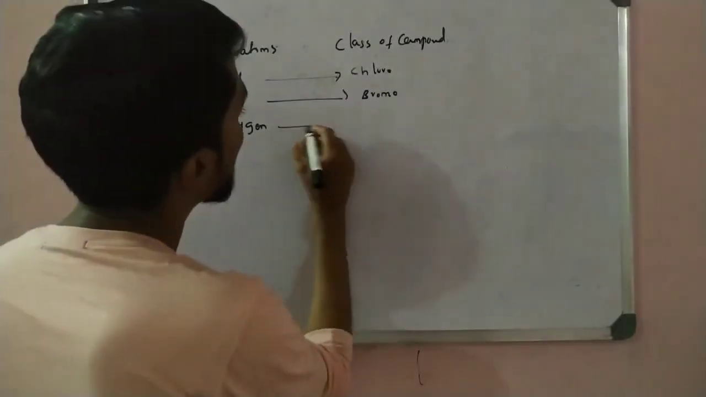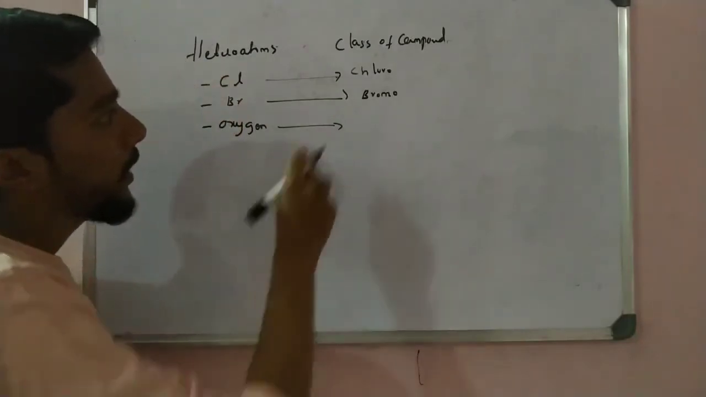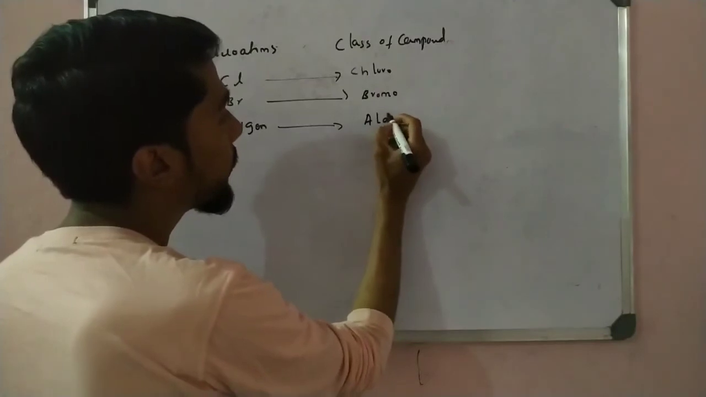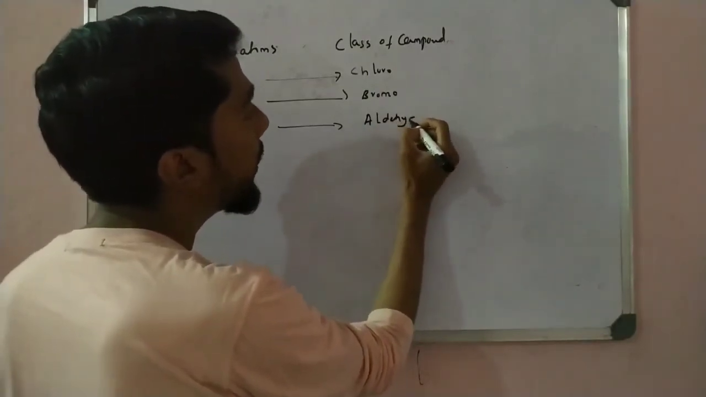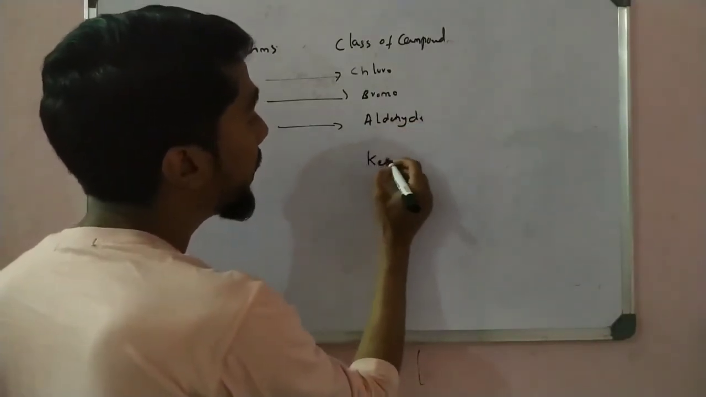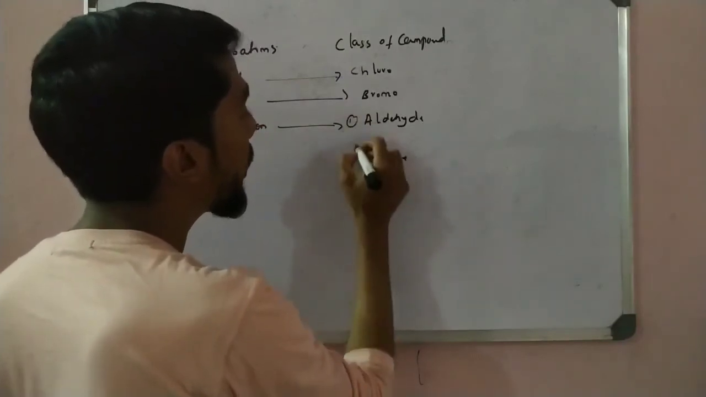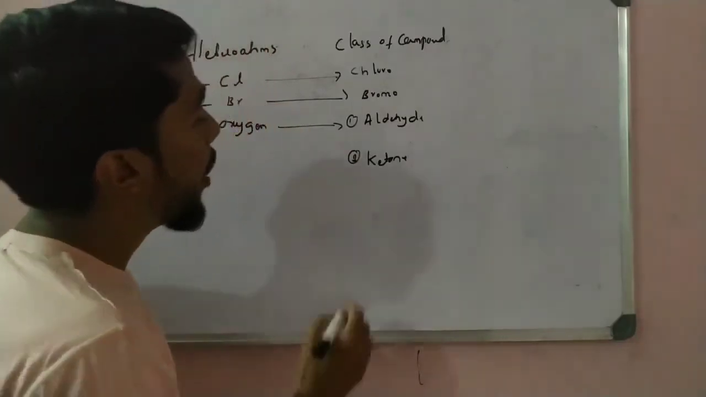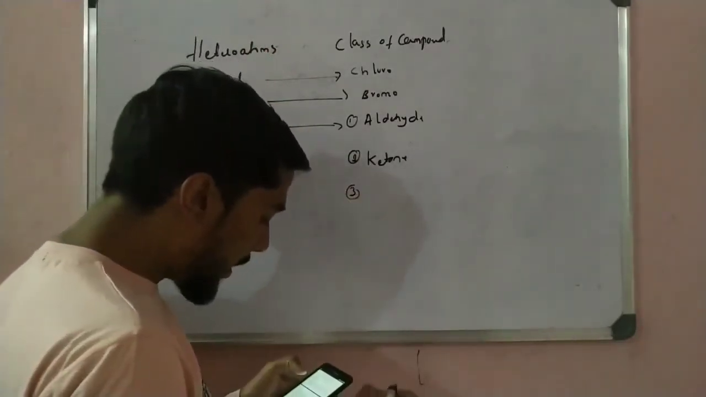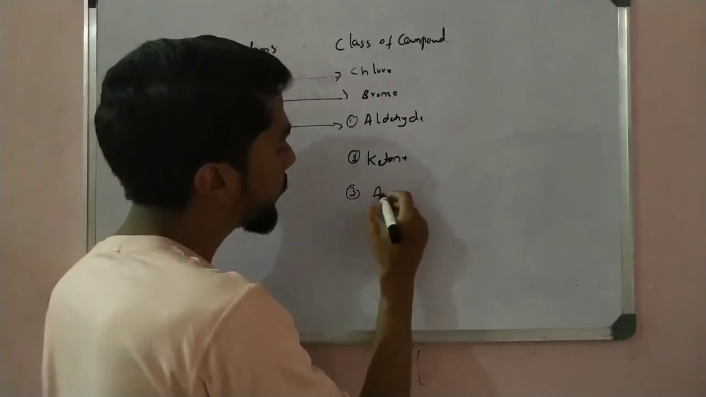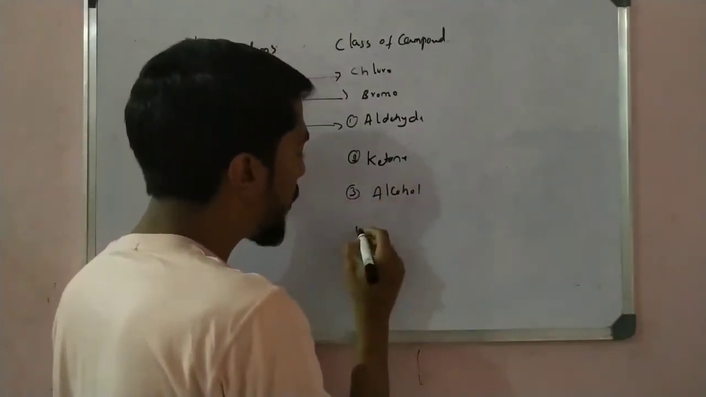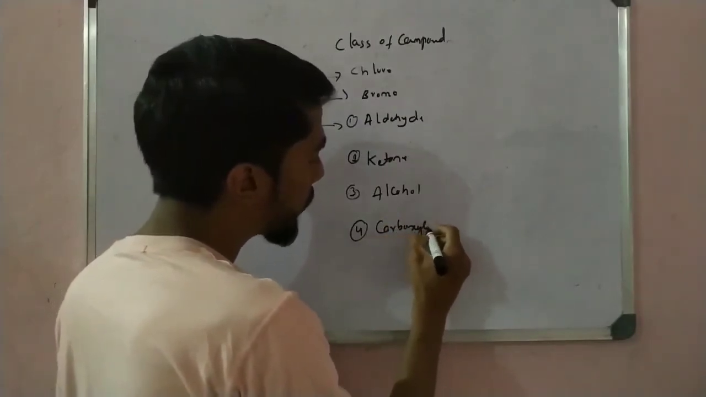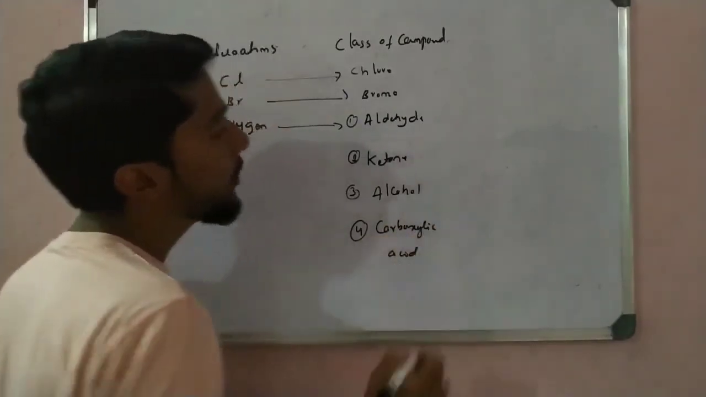If oxygen is present, it may be aldehyde, or maybe ketone, sometimes depending on the arrangement. Later we will see by nomenclature and naming how to understand this. Or maybe it is alcohol, or the fourth one, maybe it is carboxylic acid.